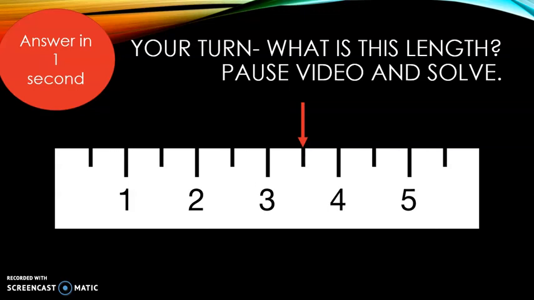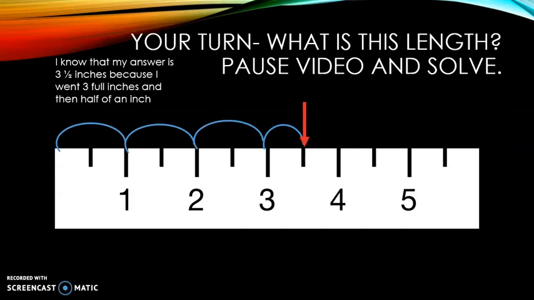So now I'm going to reveal the answer and we're going to talk about it. So I know that my answer is 3 and a half inches because I went 3 full inches and then I went half of an inch. So as you can see, I started at the 0 like we always should. I went on a full whole. I went from 1 to 2 and I got a full whole until I got to 3. And then at 3 I realized if I went a full whole that I would be at 4, which is past the red arrow. So I can only go half. So this is 3 and a half inches. We went 3 inches and then a half of an inch.